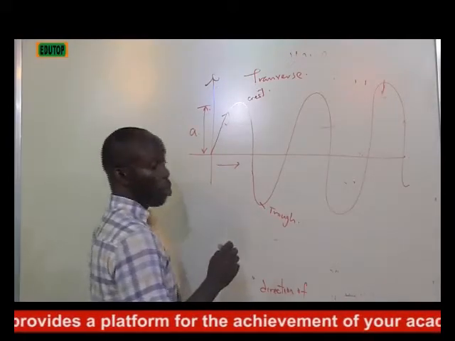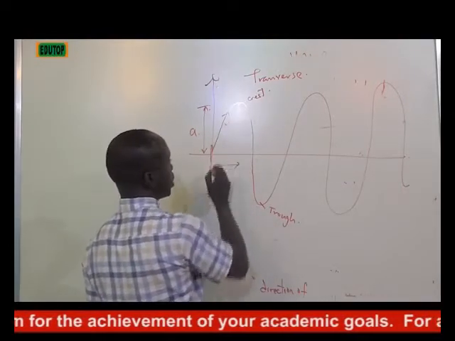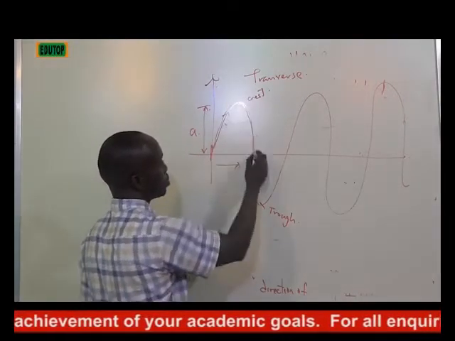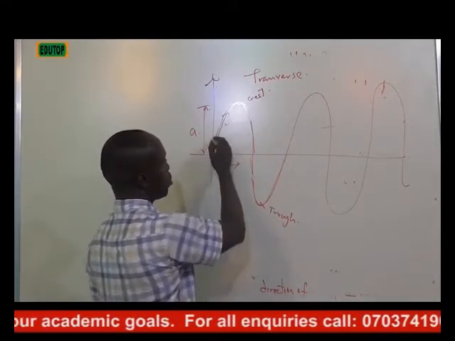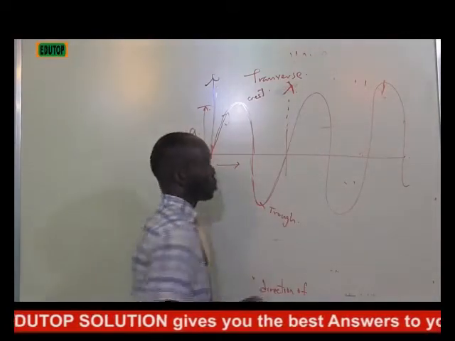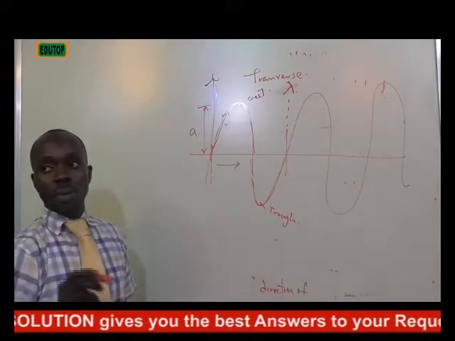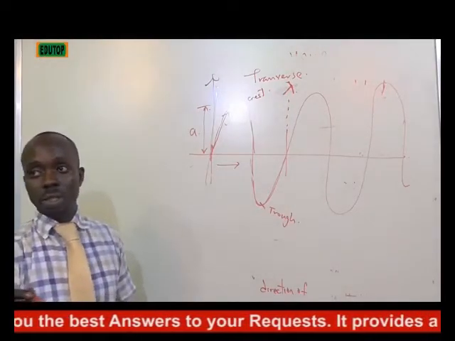The ability for you to complete one oscillation: from here, this is a half circle. This is another half circle. If you put them together, it becomes one complete circle. So for you to complete one complete circle here, this is what we call your lambda.